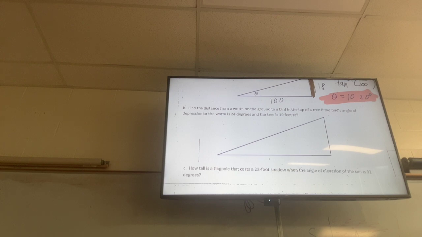Okay. The tree is 19 feet tall. What do I label with 19? The tree, the vertical side. Angle of depression, right? Which angle is my angle of depression? It's always the bottom.